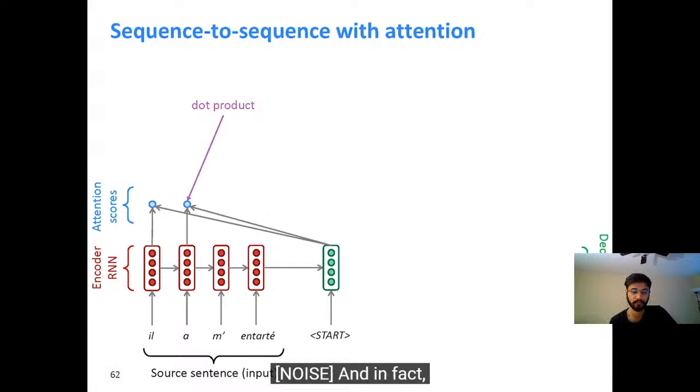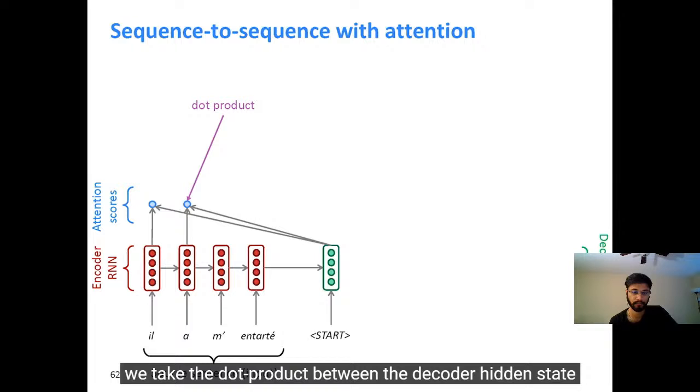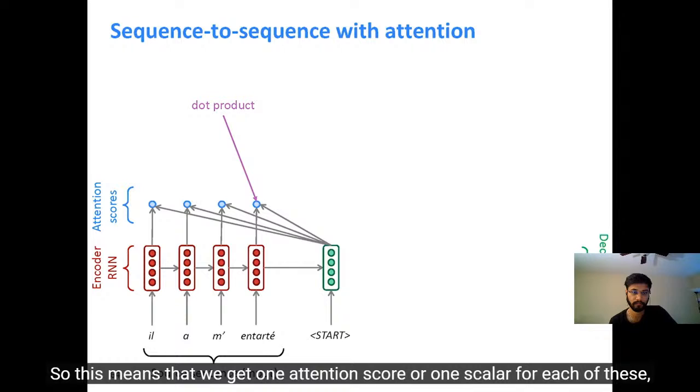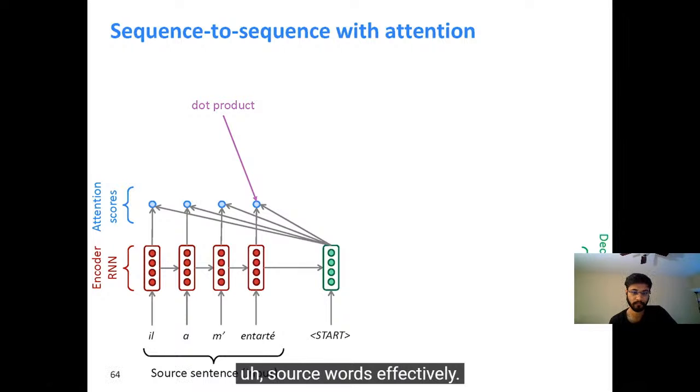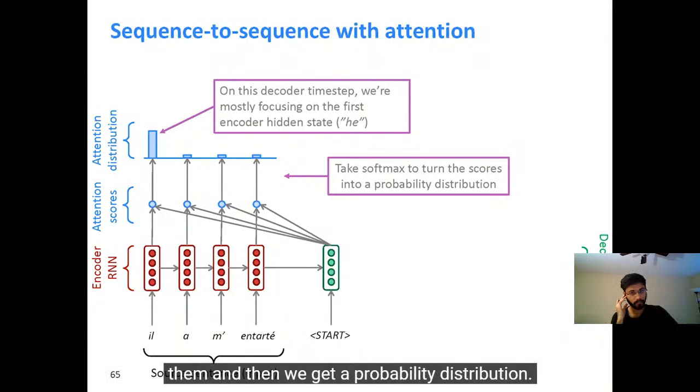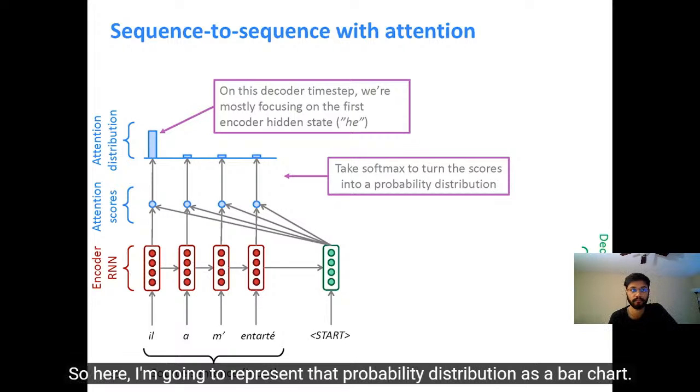So that's a scalar. And in fact, we take the dot product between the decoder hidden state and all of the encoder hidden states. So this means that we get one attention score, one scalar, for each of these source words, effectively. So next what we do is we take those 4 numbers, scores, and we apply the softmax function to them, and then we get a probability distribution. So here I'm going to represent that probability distribution as a bar chart. And we call this the attention distribution, and this one sums up to 1.